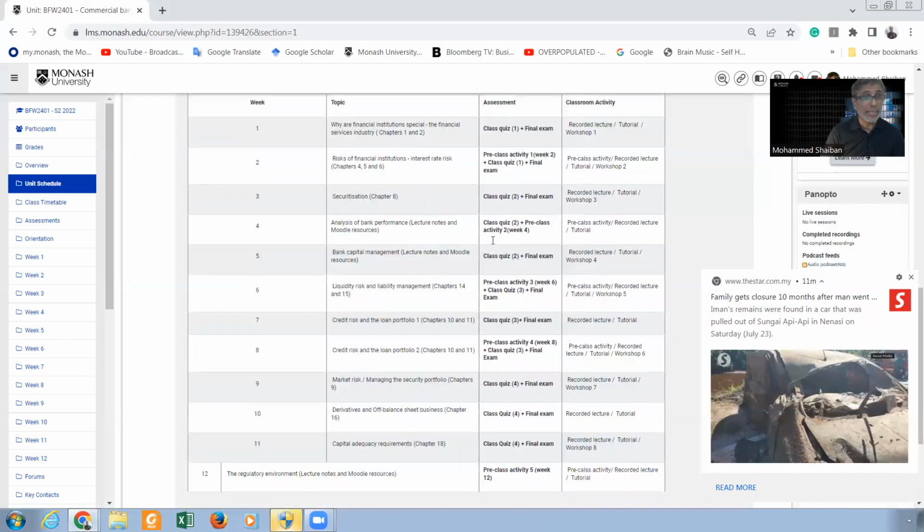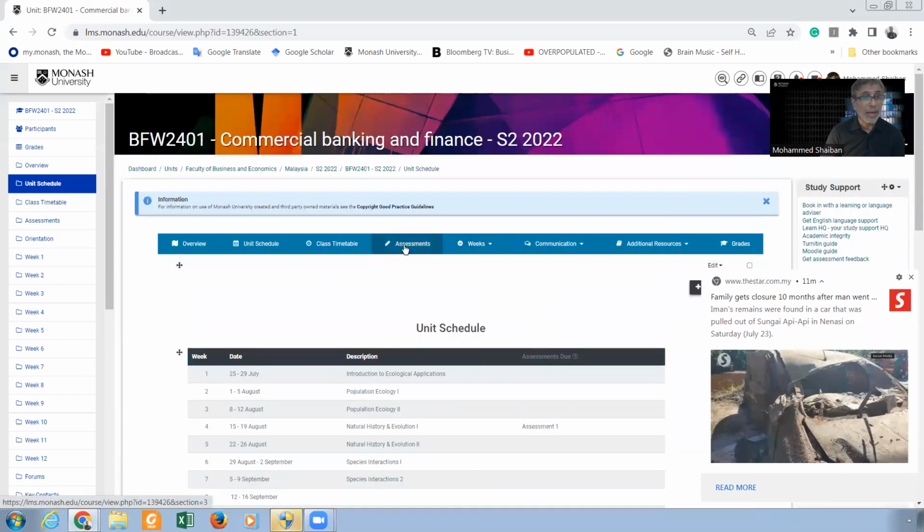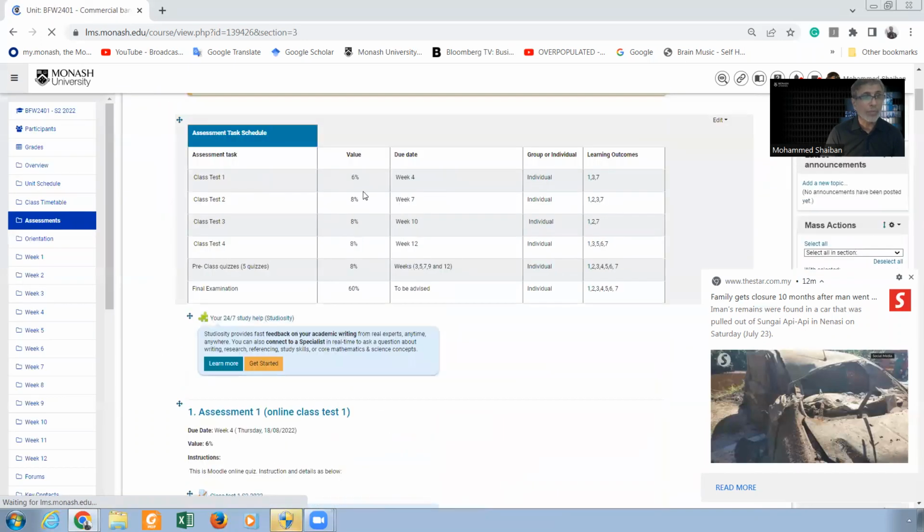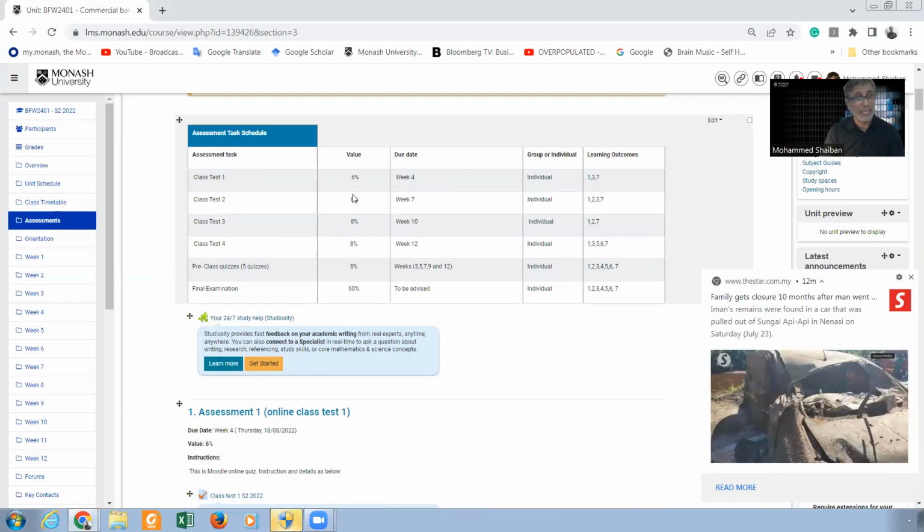Now, let me go to the next issue, which is actually the assessment. This is the component of the assessment. So we have class test 1, class test 2, class test 3, class test 4, and this is the marks: 6. This is only covering 2 weeks of materials. We will have 6 marks here. We will have 8 marks here for the second test, third, fourth, and then we have the pre-class activities.